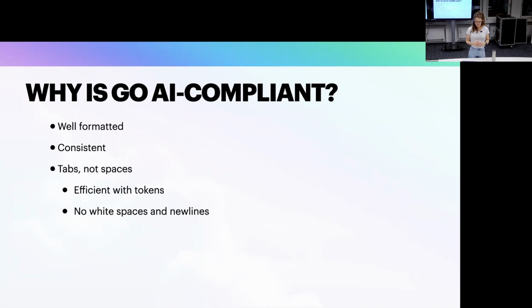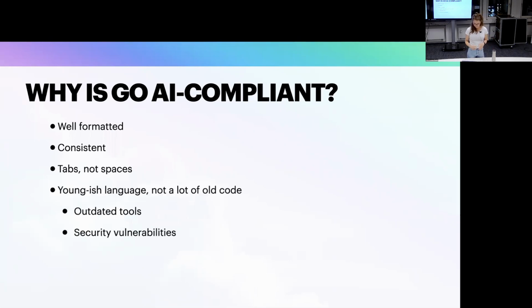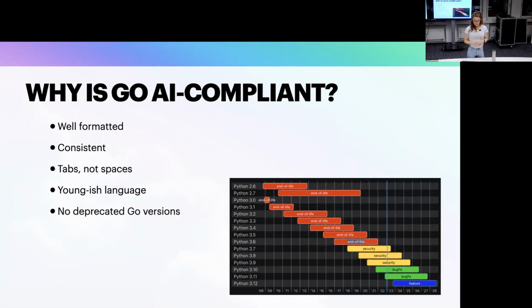It's already more efficient: no new spaces, no new lines. The linter will always kill those things. It's youngish data with not a lot of old code, which means that it's not going to hallucinate importing tools that no longer exist or are no longer in use. And it will also not be taught on old security practices that no longer are a thing. No deprecated Go versions. It will not try to create code that is not supported and is not OK.